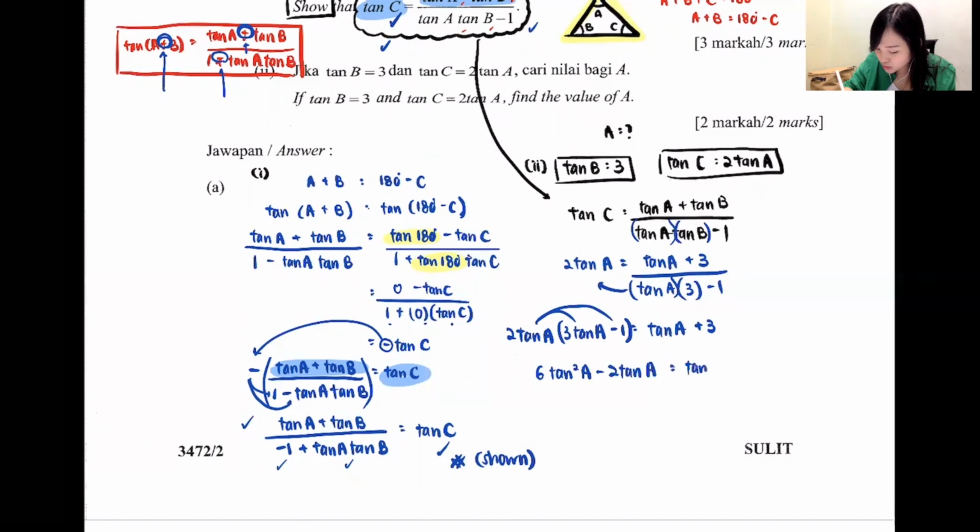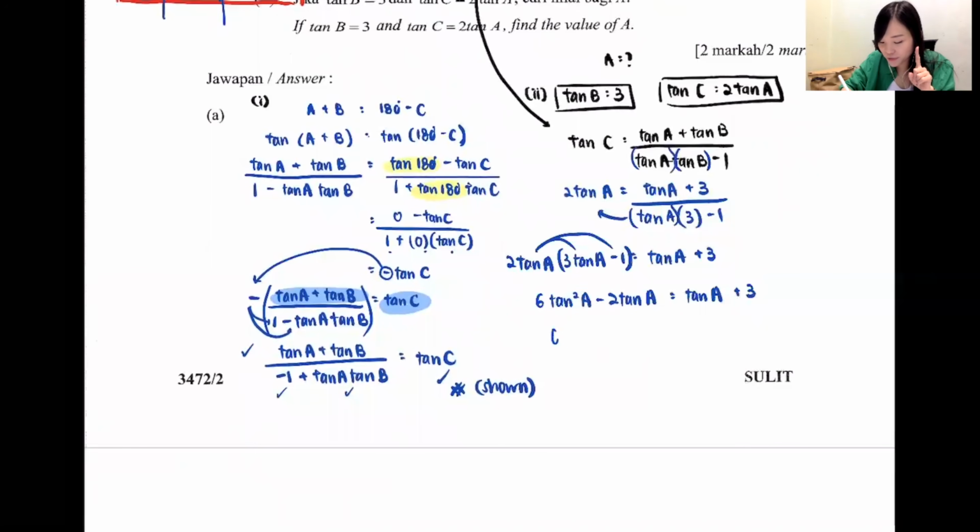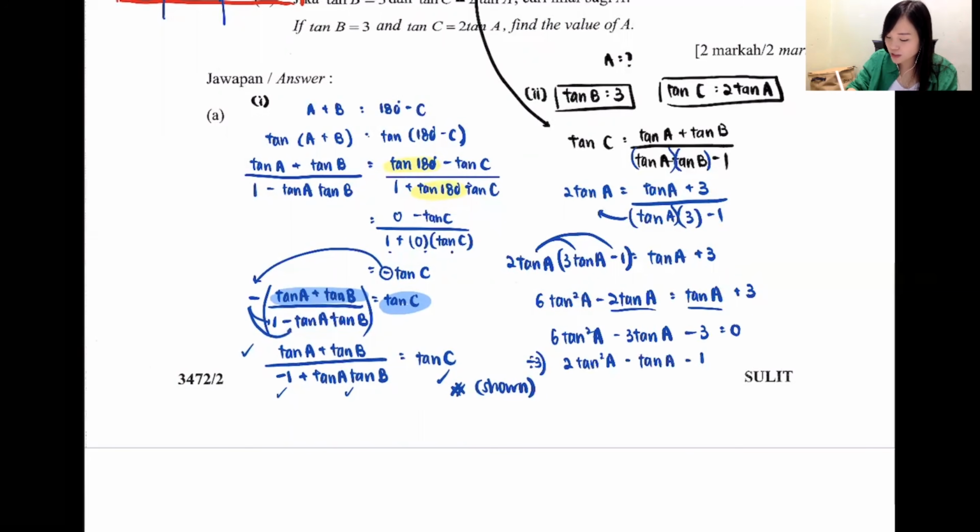Isn't it equivalent to tangent A plus 3? What do they look like? I think they look like a general form. So isn't it all the square right on the starting? Negative minus 1, negative 3 tangent A. And the last part is minus 3. Isn't it equivalent to 0? I always have this good habit to simplify it. So guys, you should simplify first. Since all of them can divide by 3, I will divide by 3.